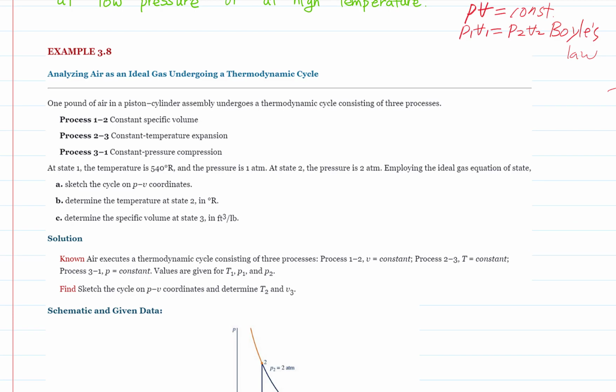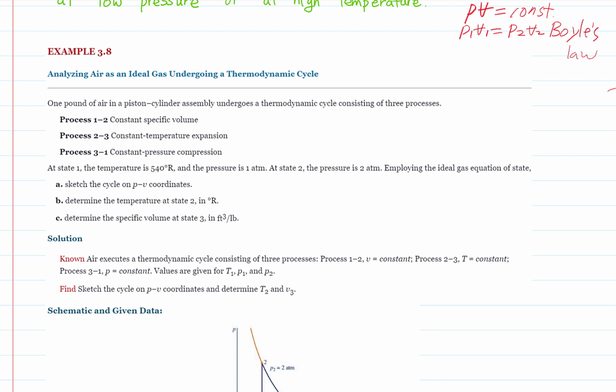Example 3.8. 1 pound of air in a piston cylinder assembly undergoes a thermodynamic cycle consisting of 3 processes. Process 1 to 2, constant specific volume. Process 2 to 3, constant temperature expansion. Process 3 to 1, constant pressure compression. At state 1, temperature is 540 degrees Rankine and the pressure is 1 atmosphere, atm. At state 2, the pressure is 2 atm.